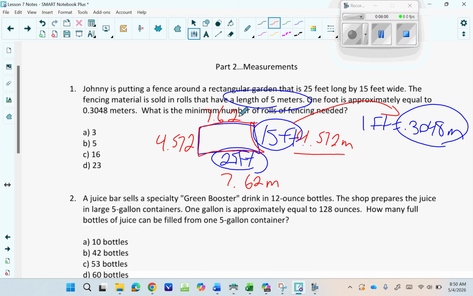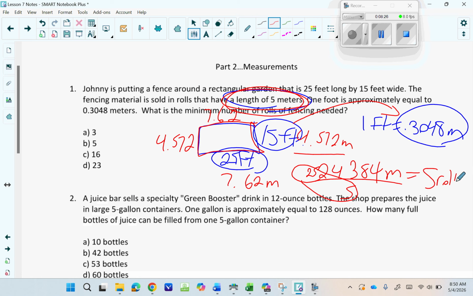So I'm going to add them all up together, and I end up getting 24.384 meters. So let's think about this. If each roll is in lengths of 5 meters, I'm going to divide this by 5. I'm going to move this up to about 25. So 25 divided by 5, I'm going to need 5.